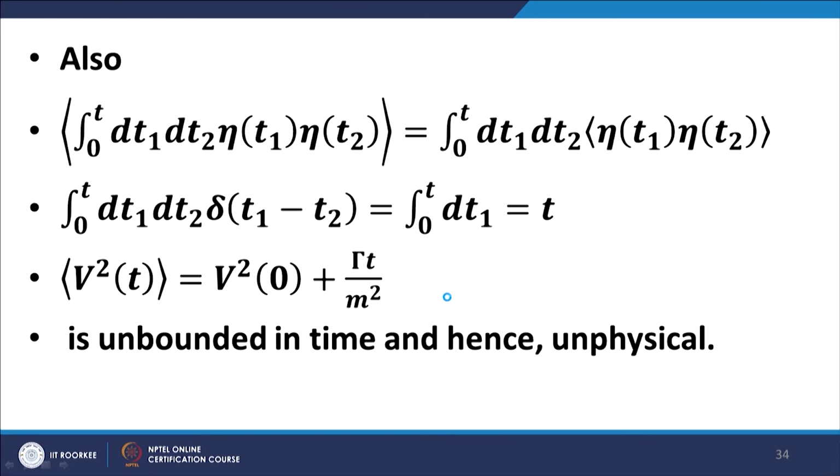Now, this has a problem with it. The problem is that as t tends to infinity, this expression gets unbounded. The second part is unbounded. As t increases, the average value of V square t also increases without any restriction, without any bound, which is physically not correct, which is unphysical. Therefore, some modification somewhere down the line has to be made to the model that we started with.